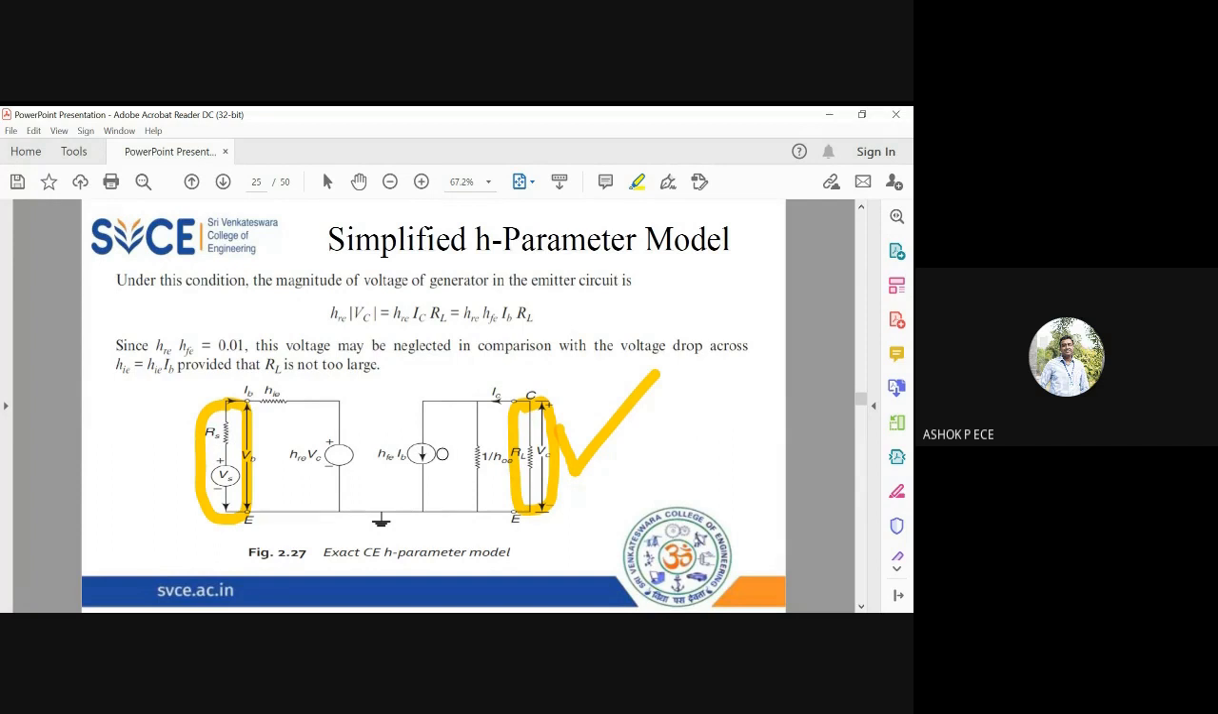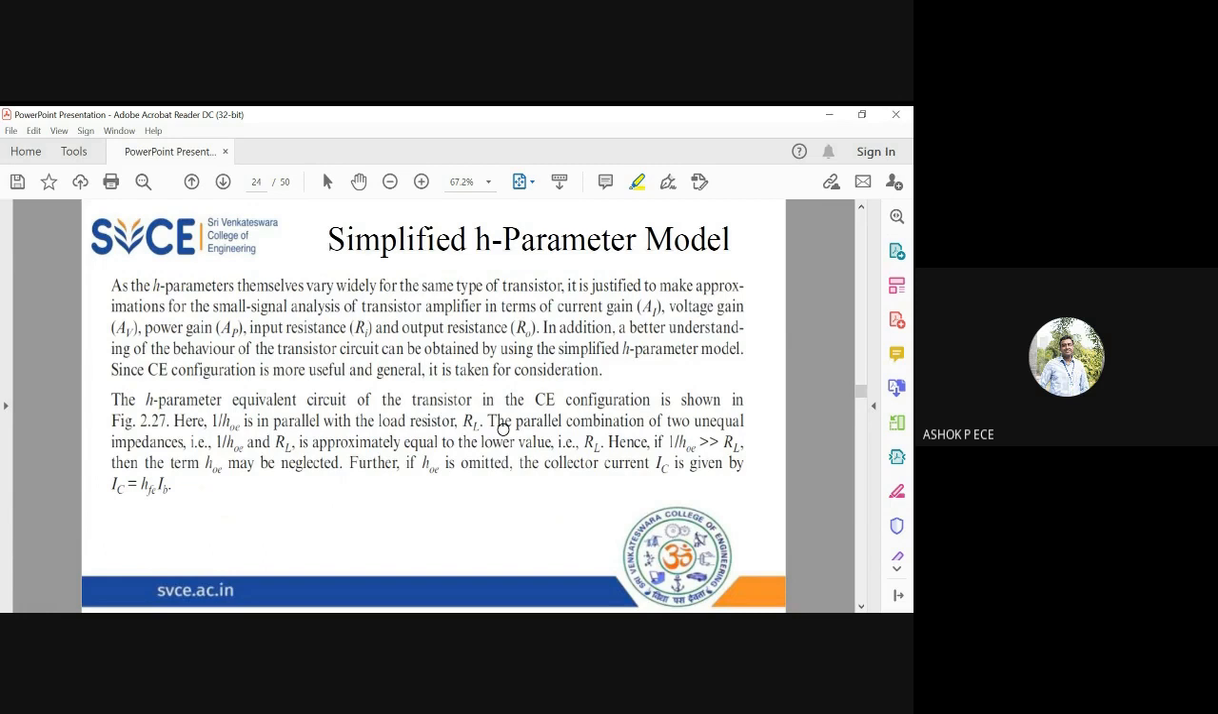Additionally, since common emitter is used as an amplifier, I am adding VS with RS in series at the input side, and I am measuring the output voltage using a load resistance RL at the output side. So on the input side I am making one small change, and on the output side I am making one more change. What is the objective here? We are going to see the approximate or simplified H parameter model of the transistor.